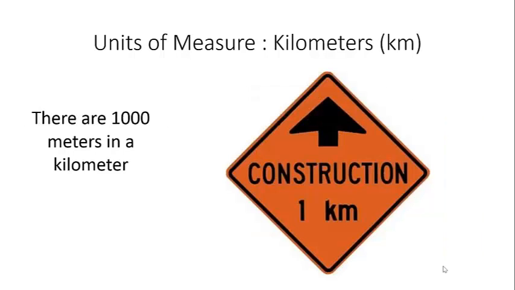Pretty cool. Now, when we want to measure things that are really far away, instead of using those little baby marks or even just the meter sticks, we use something called kilometers, but you can just use the letters km. There are 1,000 meters in 1 kilometer. So if we were to take 1,000 meter sticks and line them up, that would equal 1 kilometer.